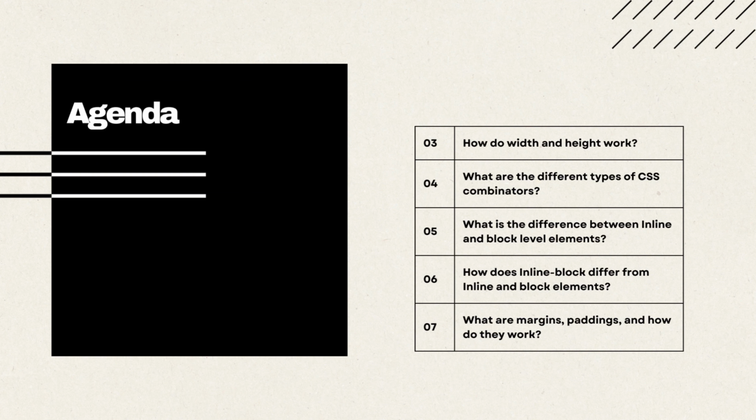And then we'll talk about inline block, which is different from inline because there's inline, there's block, and then there's inline block. Right, so we'll be seeing how this inline block differs from regular inline and block level elements. And then lastly, I'll be explaining how margin and padding work. All right, so without further ado, let's get into it.